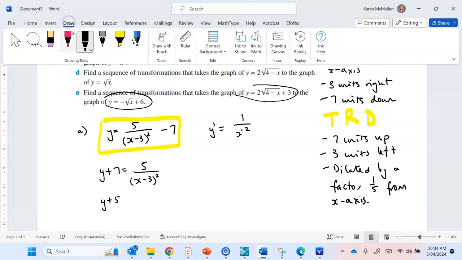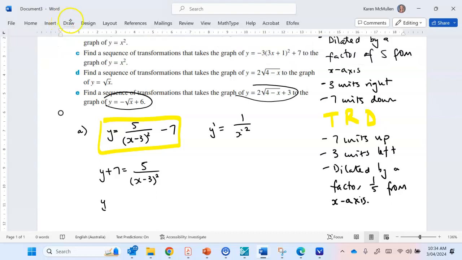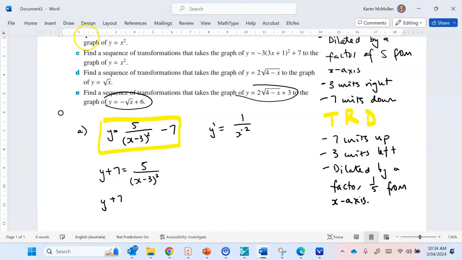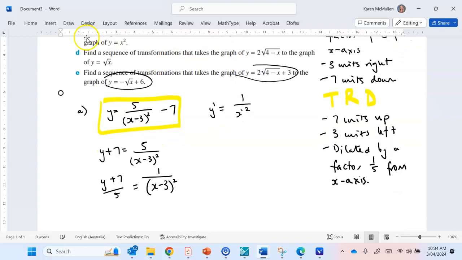Sorry guys. That should be 1 over. All right, and just so I can see that dilation factor clearly, instead of doing over 5, that's the same as 1/5 times y plus 7.